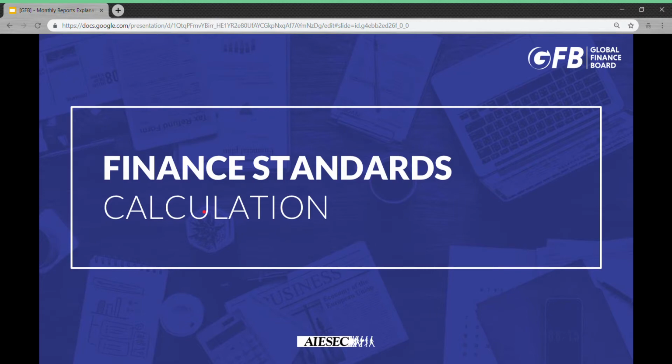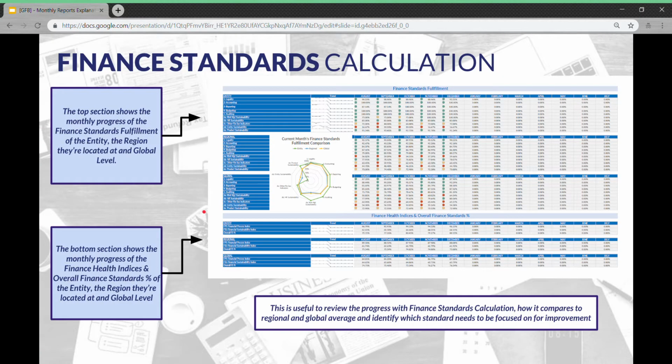Alright, now finance standards calculation. This is pretty easy, but basically this is more on the progress of the finance standards fulfillment and the finance health indices. So this is useful to review the progress with the finance standards calculation, how it compares to the regional and global average, and identify which standards need to be focused on for improvement.